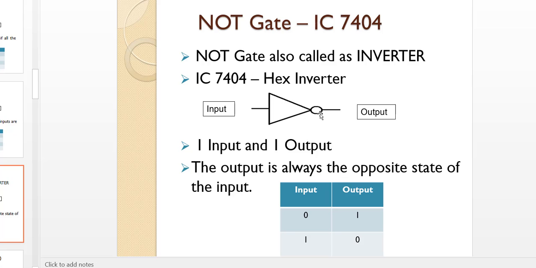This bubble indicates the NOT gate. So you have to draw this type of symbol and insert a bubble. Mark the bubble over it. So the bubble indicates the NOT gate. Please remember, it has 1 input and 1 output.